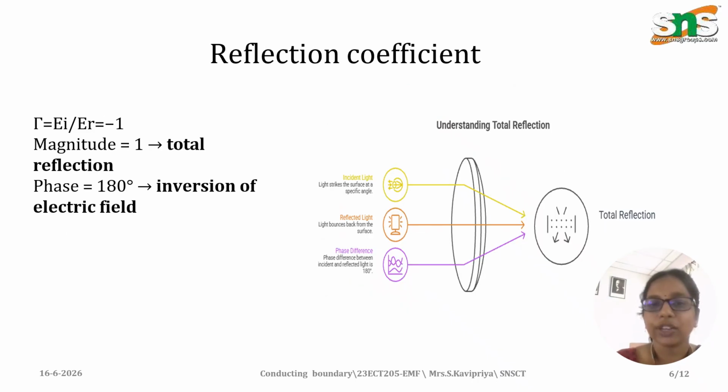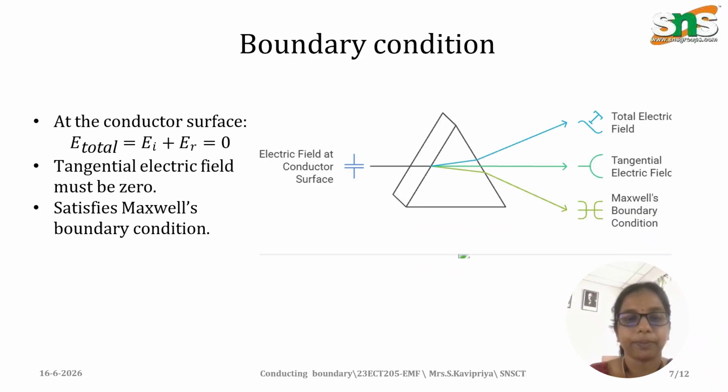Next one is the reflection coefficient, which is represented as tau, equal to ER by EI, the ratio of the magnitude of the reflected wave to the magnitude of the incident wave, which is equal to -1. So here the total reflection will take place and at the same time there will be a 180 degree phase reversal occurring.